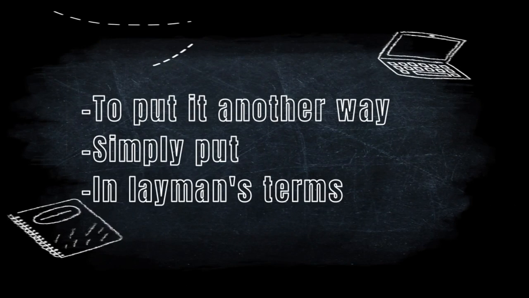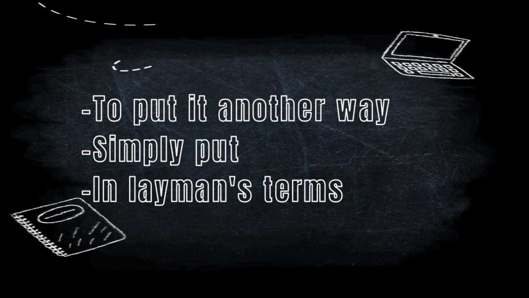Airplanes take off using the principles of aerodynamics. When the pilot accelerates, the plane goes down the runway, the wings generate lift, which is the force that opposes gravity and allows the airplane to become airborne. In other words, the plane goes fast and it goes up. Some other ways of saying, in other words, to put it another way, simply put, in layman's terms.